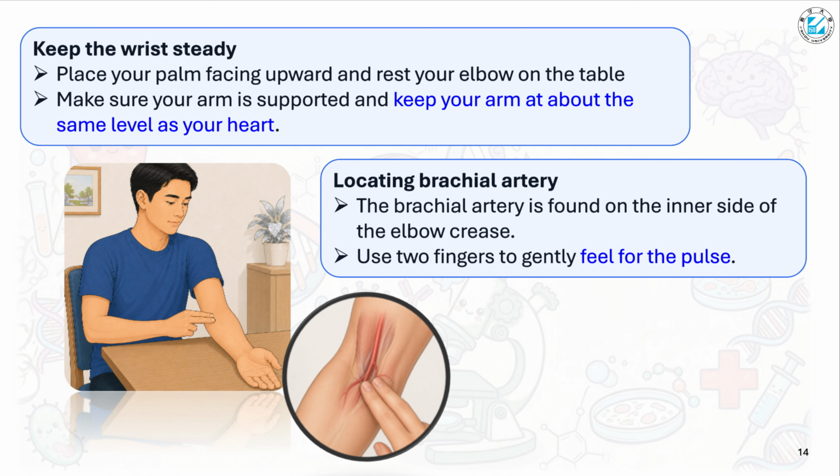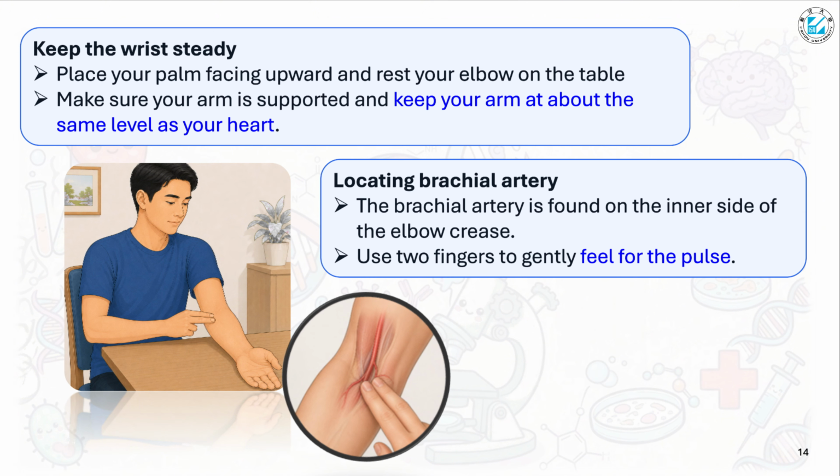Next, we need to find the brachial artery. The brachial artery is located on the inner side of the elbow crease. Use 2 fingers to gently feel for the pulse. This is the place where we will later put the stethoscope. Finding the brachial artery correctly is important because this is where we listen for the Korotkov sounds.